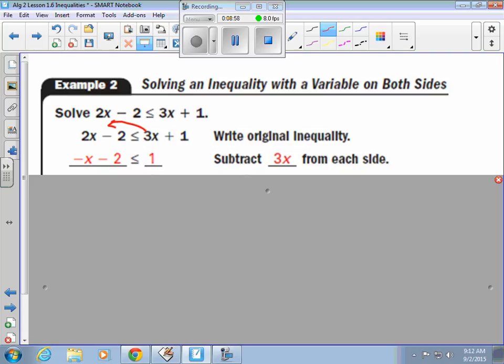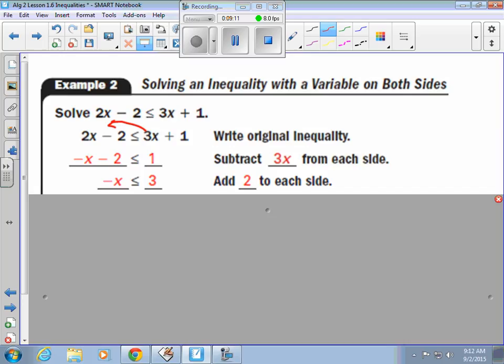All we did was subtract 3x. Notice that's why the symbol does not reverse. We do not change less than or equal to greater than or equal to. From there, undo -2 on both sides by adding 2 to both sides. When you add 2 on the left, it cancels out. When you add 2 to the right, 1 plus 2 gives you 3.